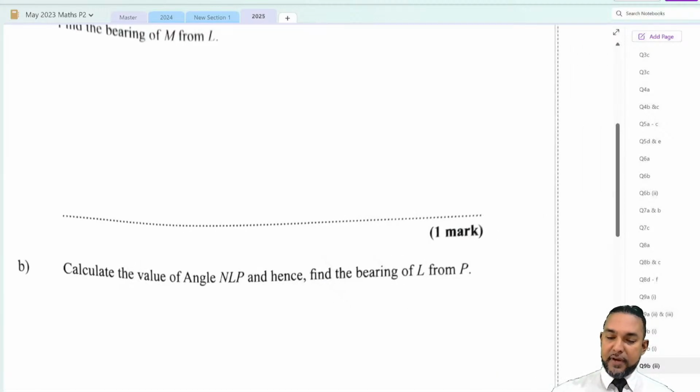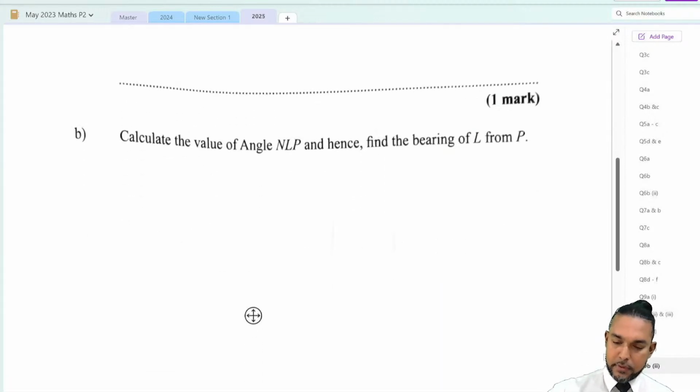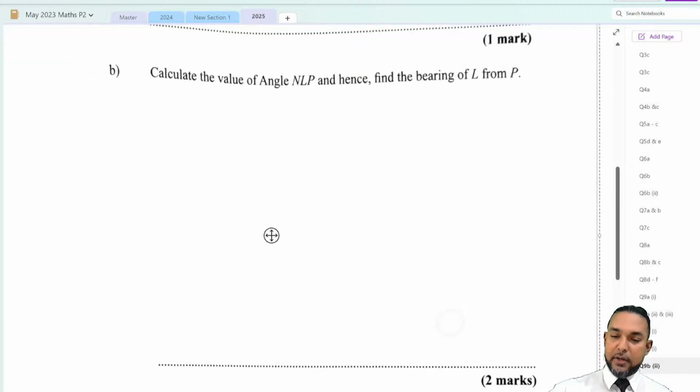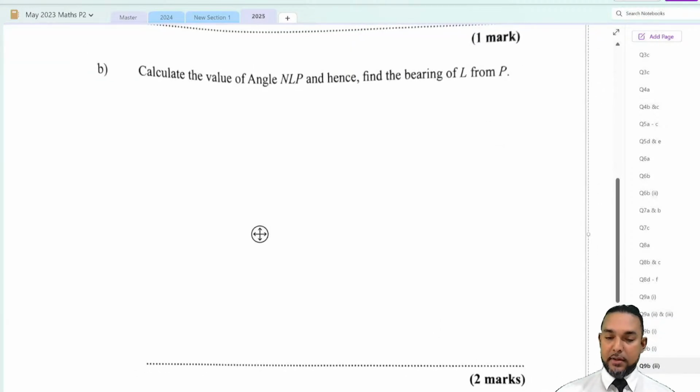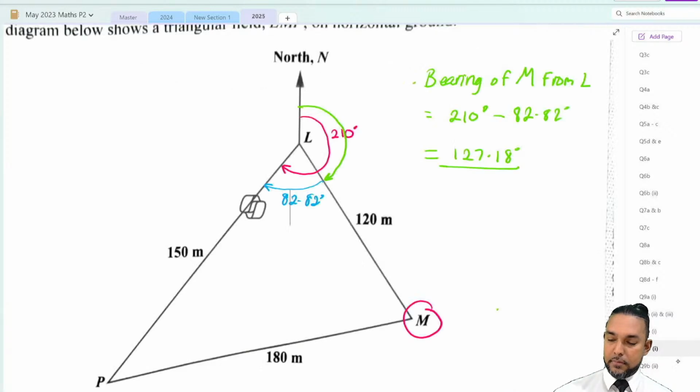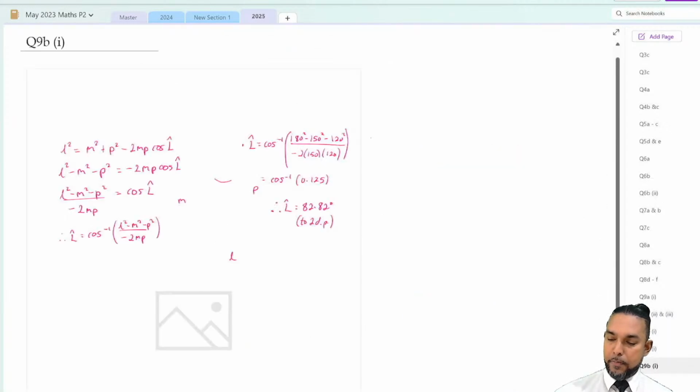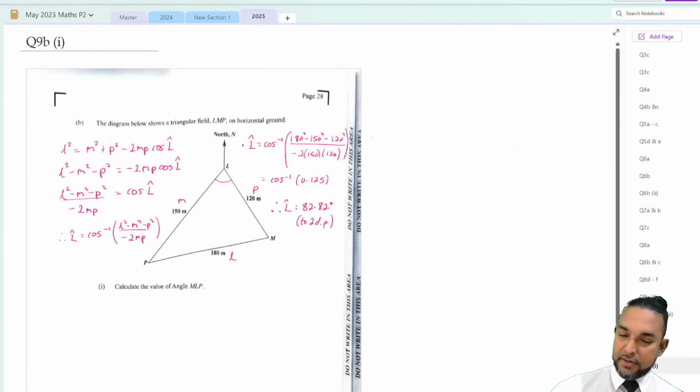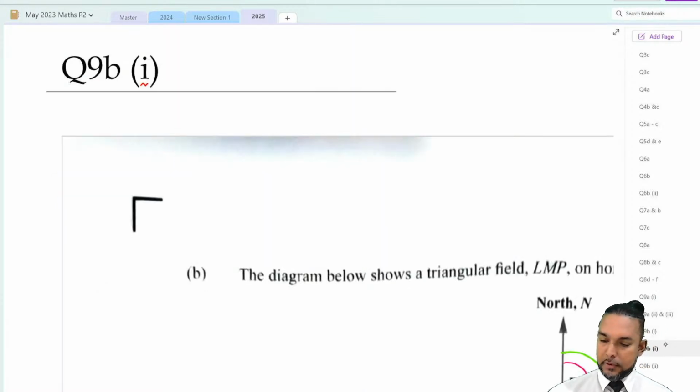And this piece now, last piece. So calculate the value, sorry, hold on. Calculate the value of angle NLP and hence find the bearing of L from P. So calculate the value of NLP. All right, so hold on. Actually, hold on. I'll do that.